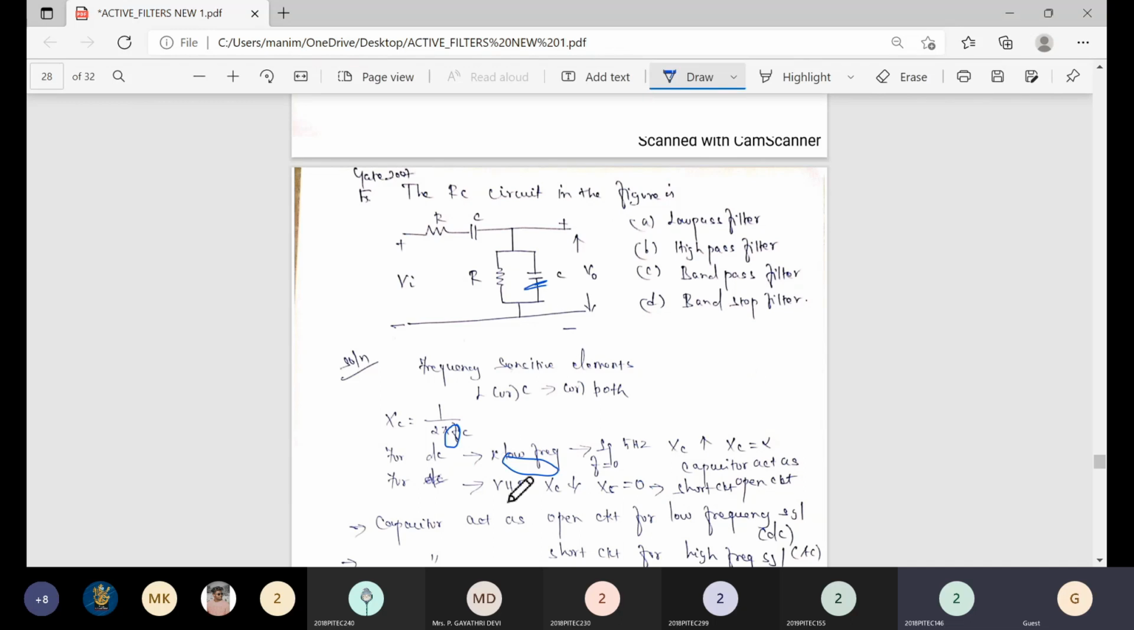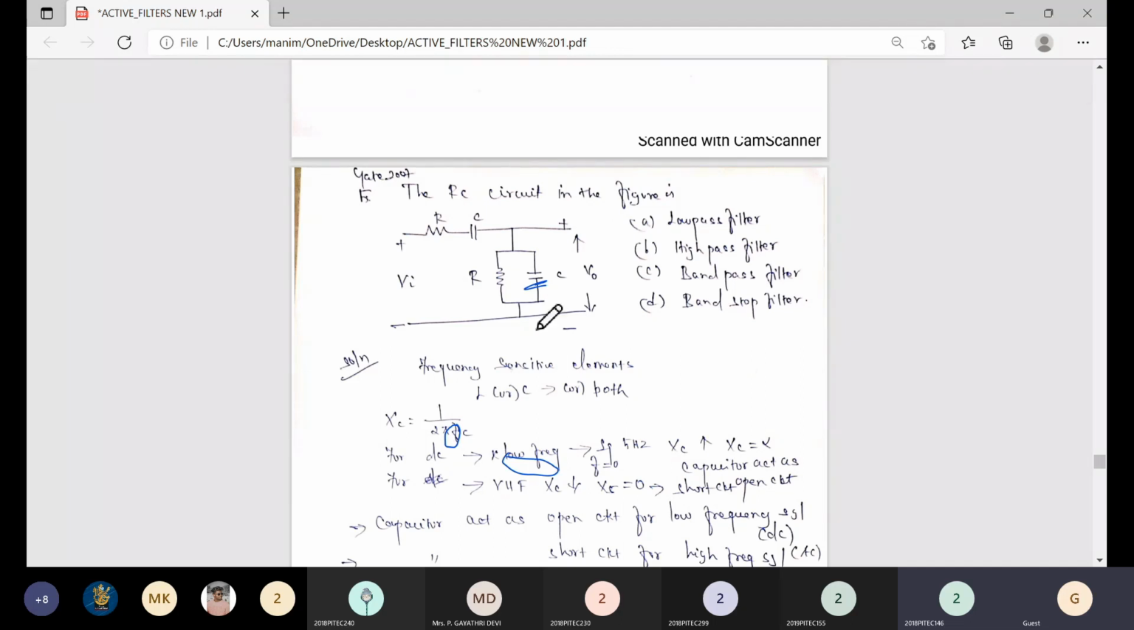Then consider the frequency is a very high value. With F high, 1 by a high value means the capacitive reactance is approximately equal to 0. So the reactance value is 0, which means it is a short circuit. So we find the reactance of the capacitance at low and high frequency: at low frequency the capacitor reactance is infinite, so it acts as an open circuit; at high frequency it is 0, so it acts as a short circuit.